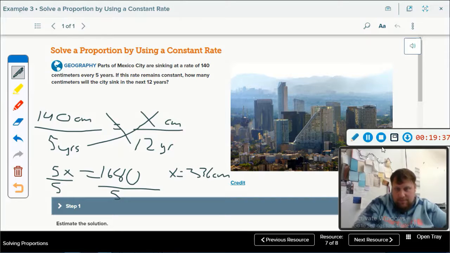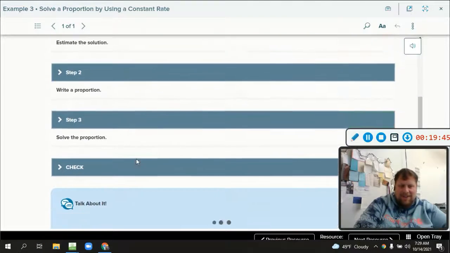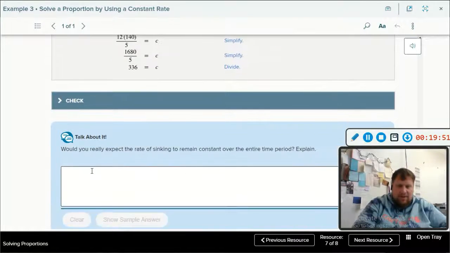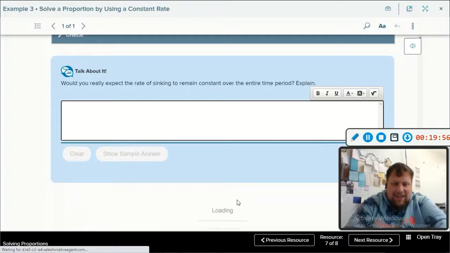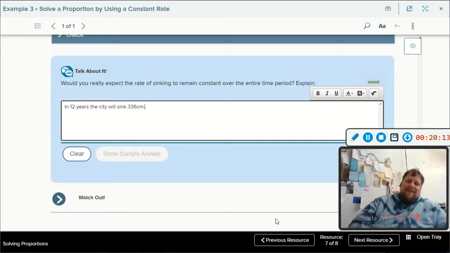So, first of all, get this written down. I'm about to make it disappear. Ready, set, go. I'm doing this because we solved the proportion, but I wanted to write something. Oh, okay, here's what I would write. In 12 years, the city will sink 336 centimeters. Boom. Look at that. Nice sentence. We got this.